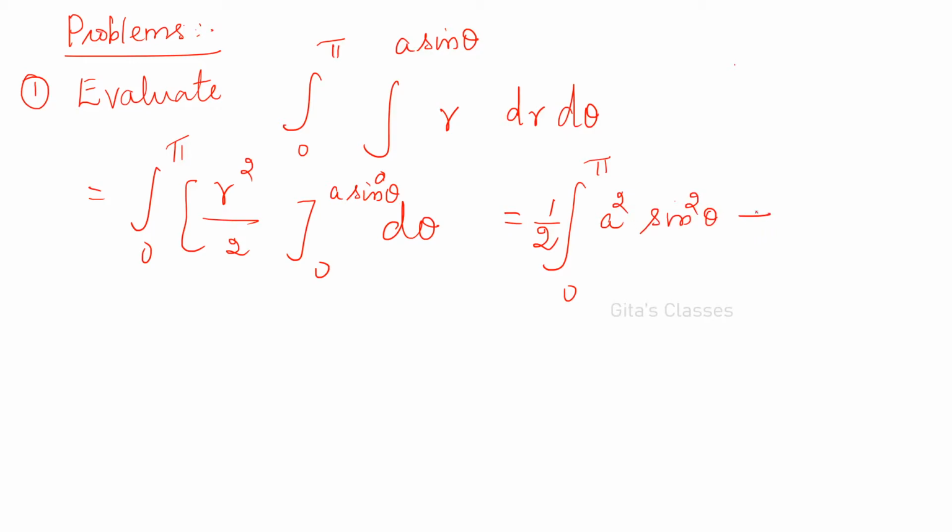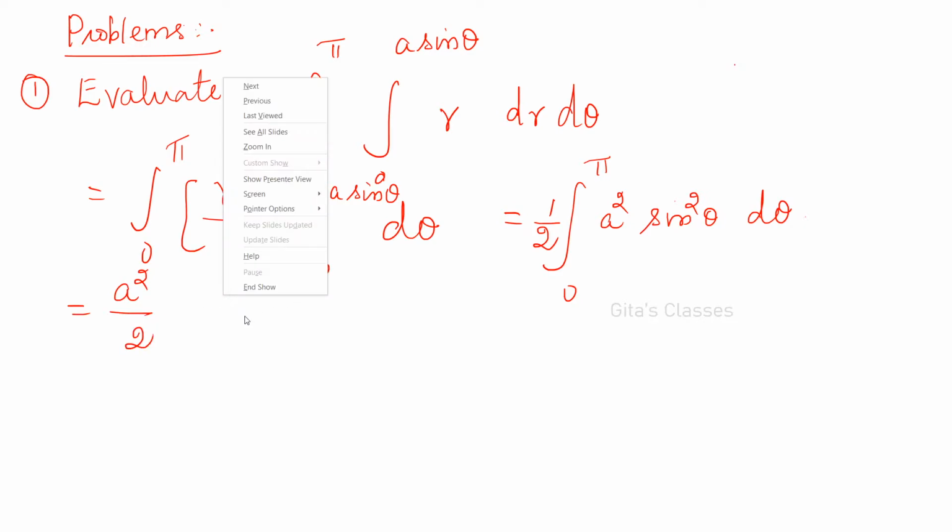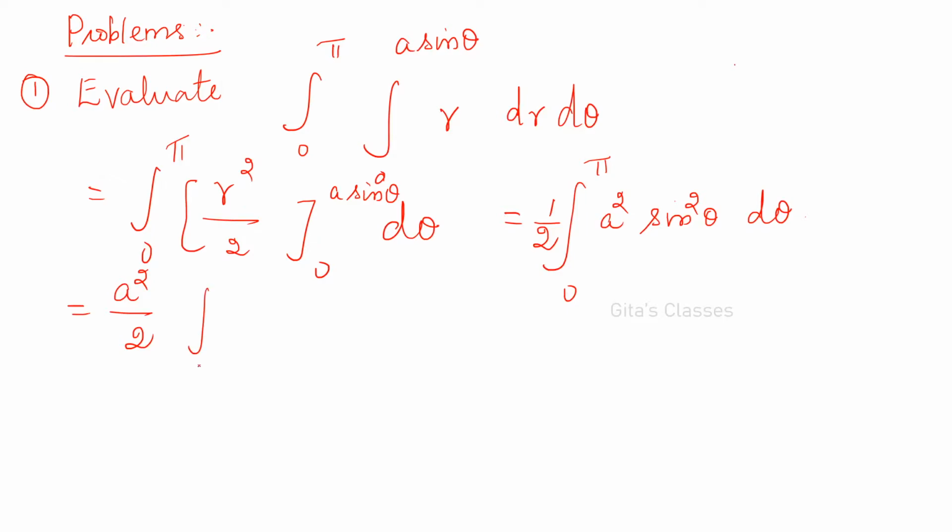Then minus 0, it will be 0 only. So r squared sine squared, a squared sine squared theta into d theta. Our lower limit is 0. So a squared by 2 into integral 0 to pi sine squared theta. Integral 0 to pi. What is sine squared theta?